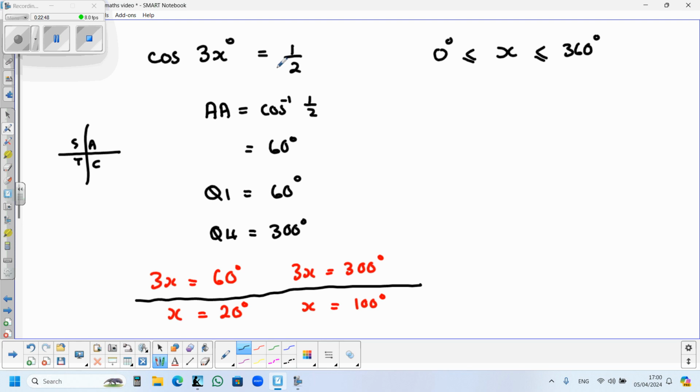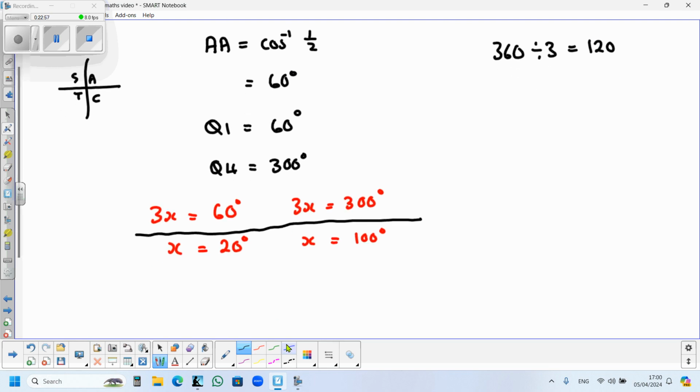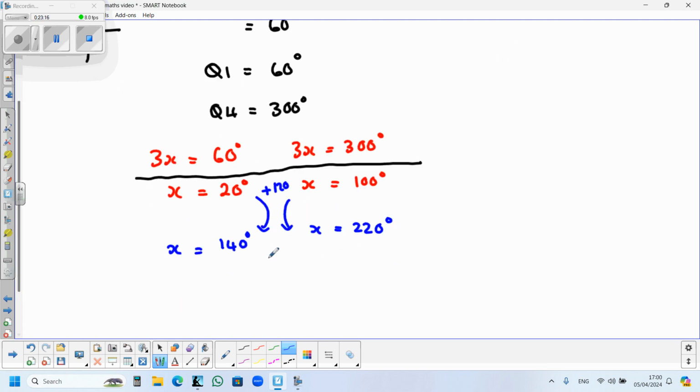So we think about the period of the graph. So the period of the graph is 360 divided by 3, which is 120. So I've got to keep adding on 120s. You should only have to do it twice. So we'll add on 120. And when I add 120 onto that, I get another 2 answers. One from this one of 140. And 120 onto that gives me another one, which would be 220 degrees. I need to add on another 120.